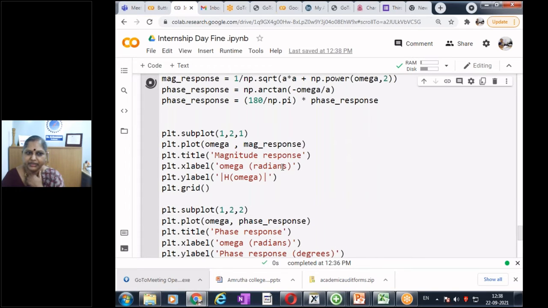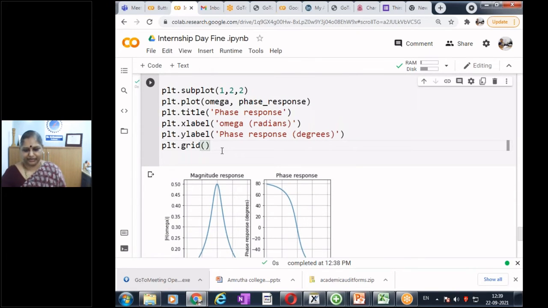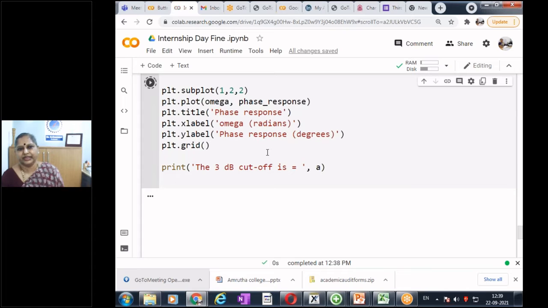Let's run and see whether we get the result. So now I have them one beside the other, the magnitude response and the phase response. From the magnitude response, we can say that this is a low pass filter. And what is the 3 dB cutoff? If I want, I can put a print command, print the 3 dB cutoff is equal to, and then this is what I have.